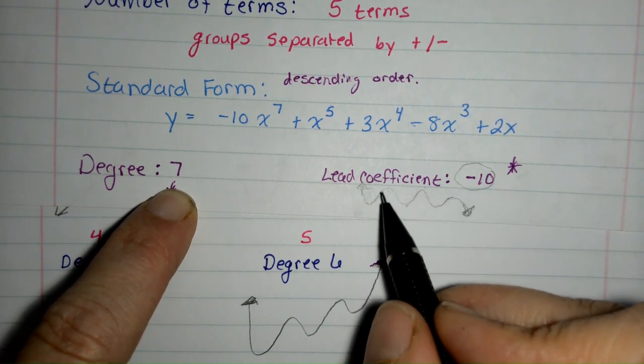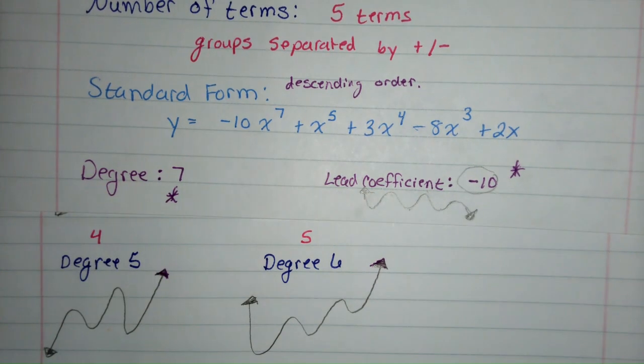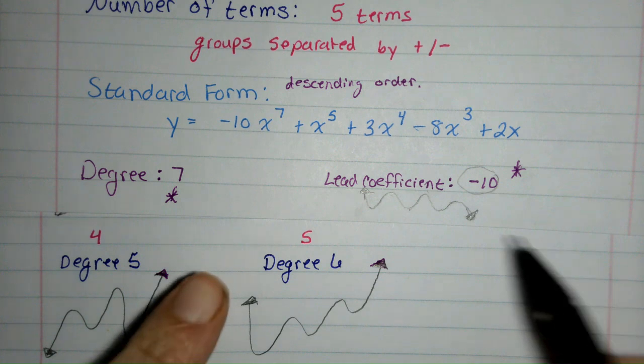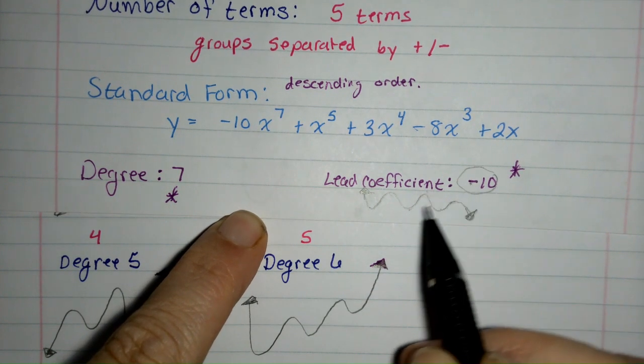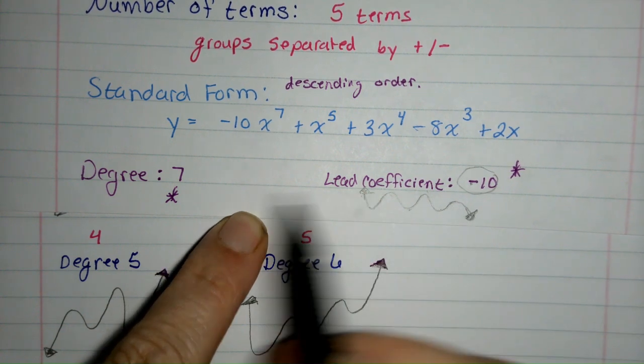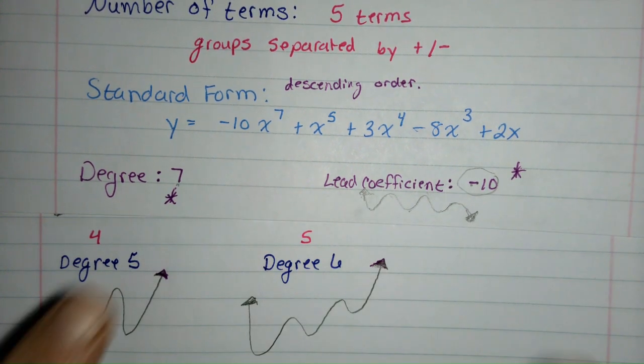Now the hills might not all be even, some might be steeper than others, some might be taller than others, but in general that's what's going to happen. It's going to point down on the right because of the negative lead coefficient. They're going to be opposites because this is an odd degree. Those two things tell us a big deal about the overall shape of the graph.